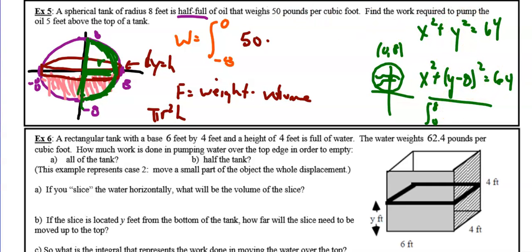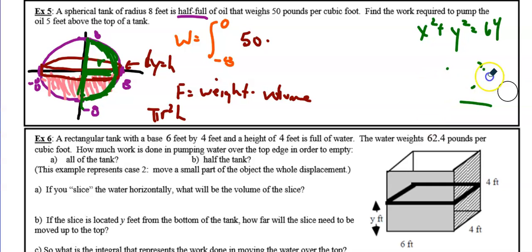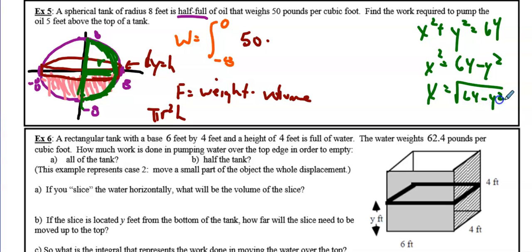Look how easy this problem is. Remember, ultimately, we're trying to solve for x, and I can use this equation right here to easily solve for x, because that's going to give me my right function. So x squared is equal to 64 minus y squared. x is equal to, and I'm on the right-hand side, so I'll use the positive root, the square root of 64 minus y squared. So this is going to be the r.